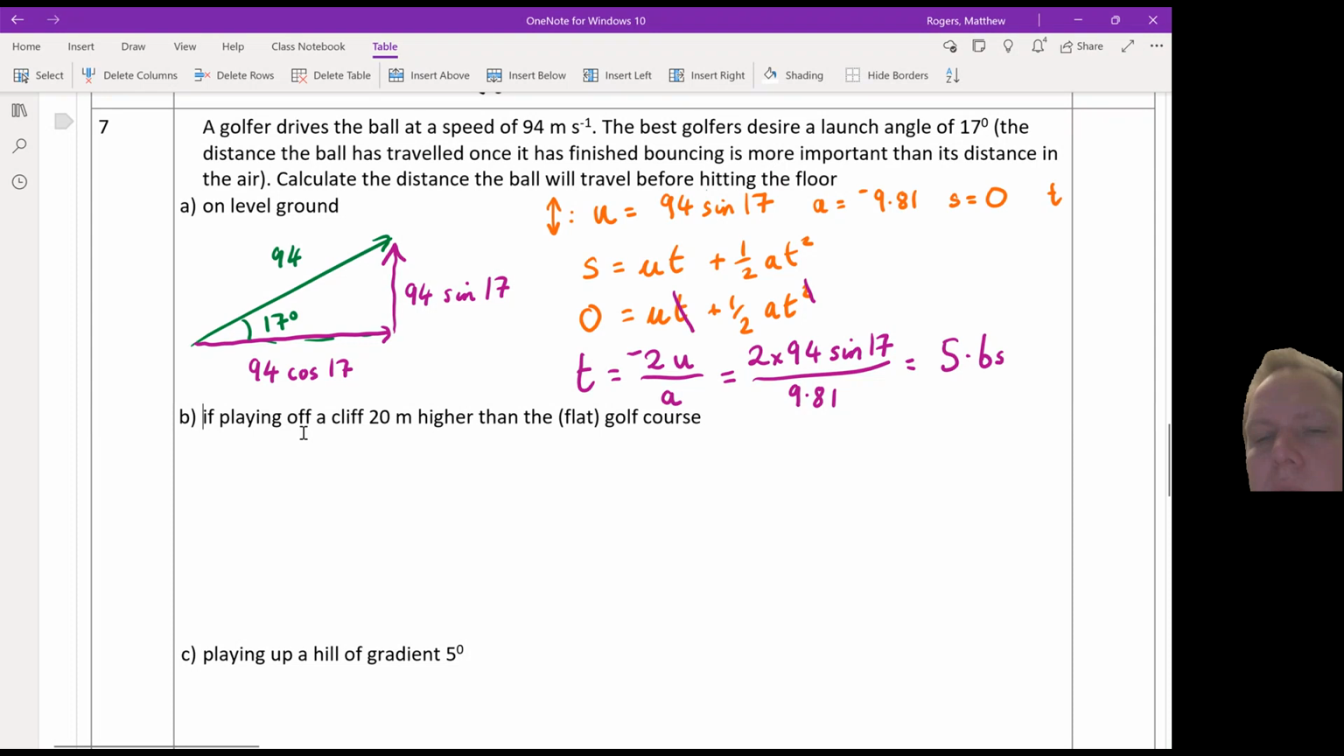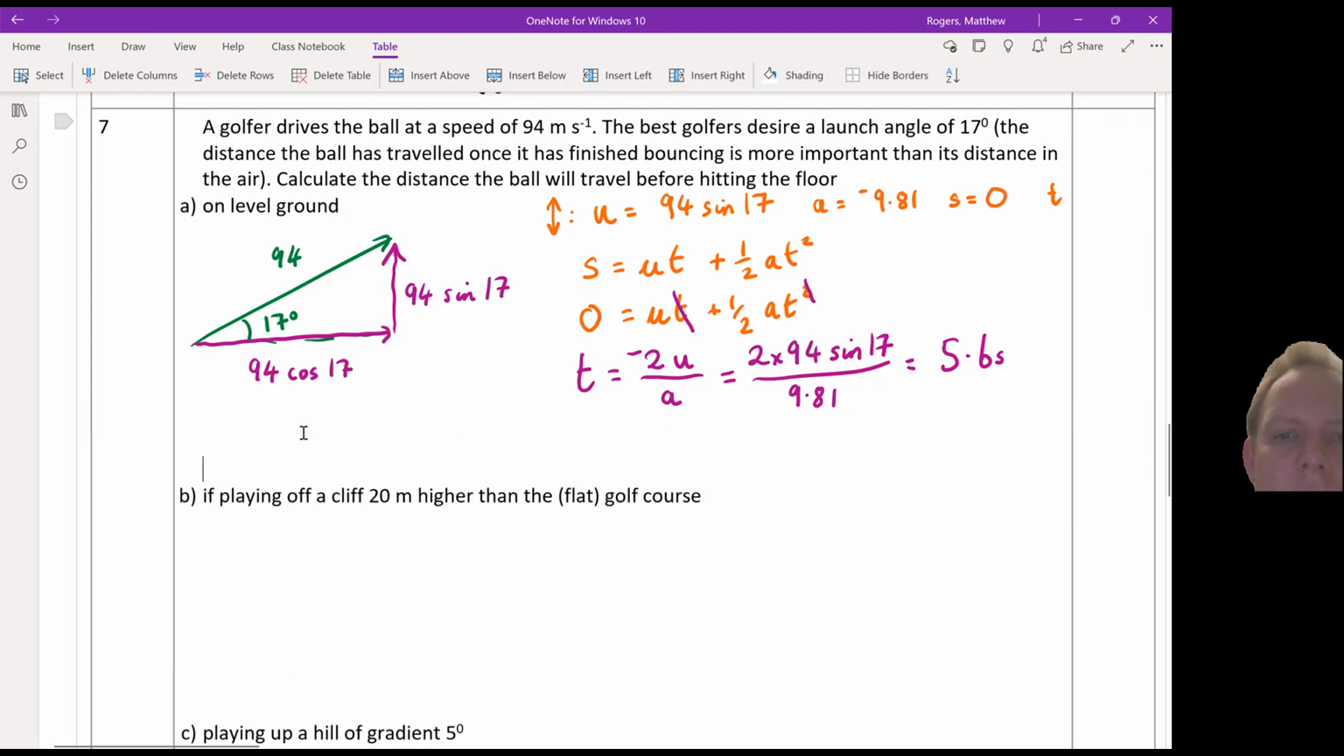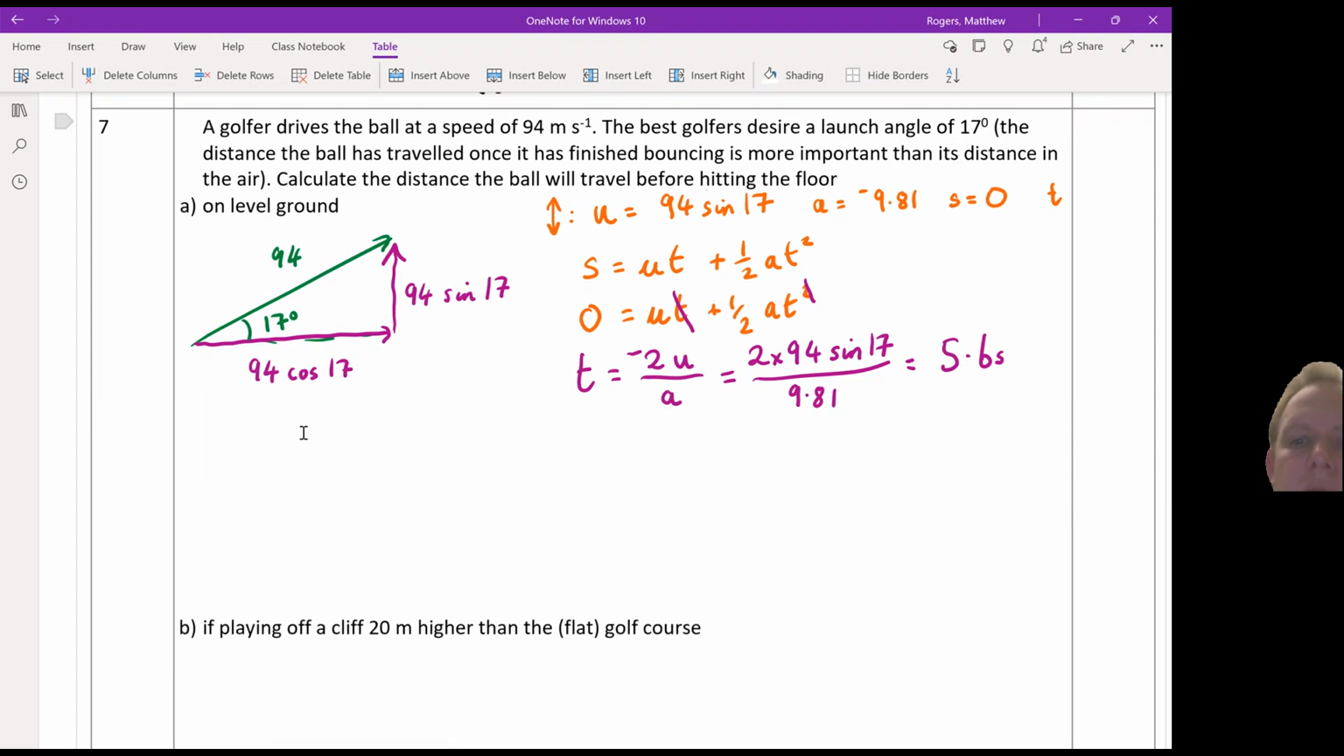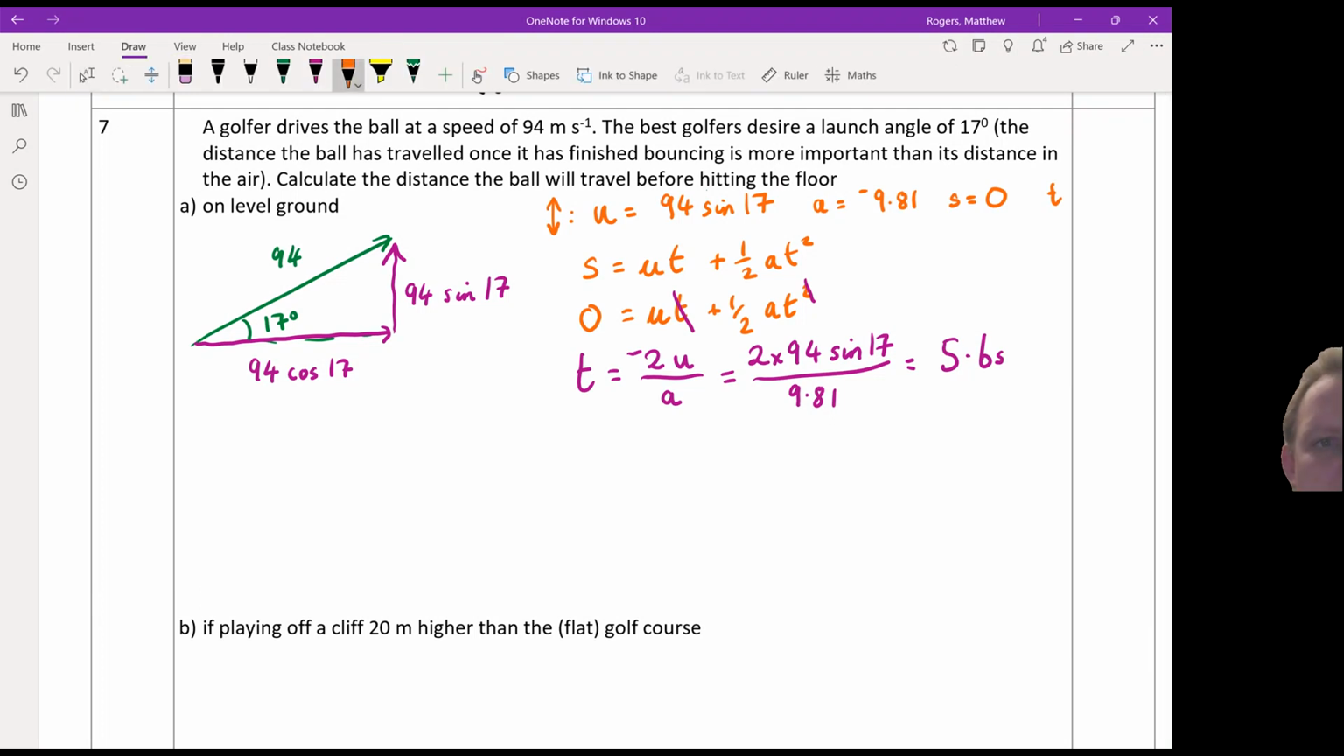I suppose that is really, I mean, it's traveling up at a decent speed, isn't it, at the start, traveling up at about 50 meters per second at the start. So that makes sense. So then we're going to look in the horizontal direction.